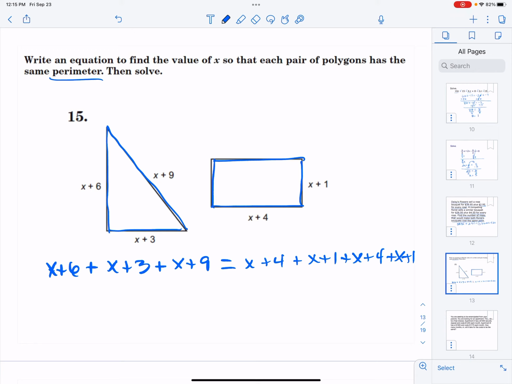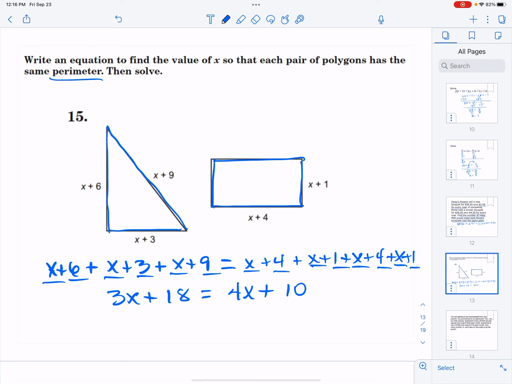Now we can simplify this particular expression to make it a little bit easier to understand. If you'll notice, we've got an x and an x and an x. So on the left-hand side, that gives me 3x plus, and then you've got a 6 and a 3 and a 9, which is going to give me 18. So that left-hand side will simplify down to 3x plus 18. And we want to do the same thing to the right-hand side. So I've got an x and an x and an x and an x. So that's going to give me 4x plus, and a 4 and a 1 and a 4 and a 1, which is going to give me a 10.